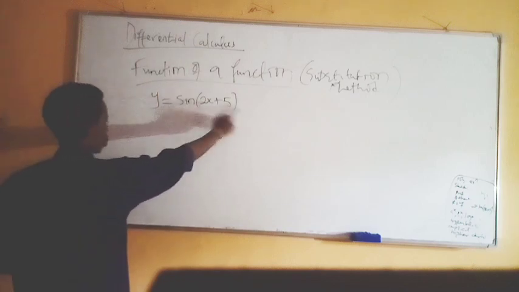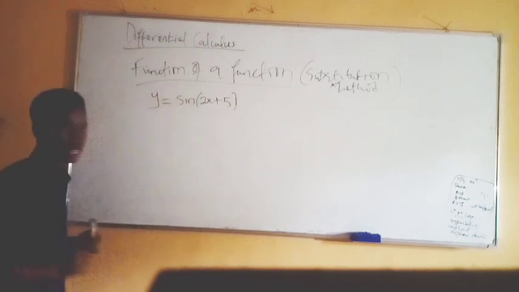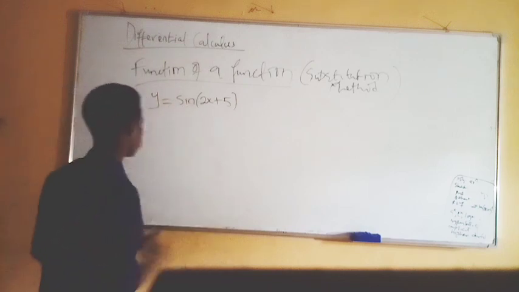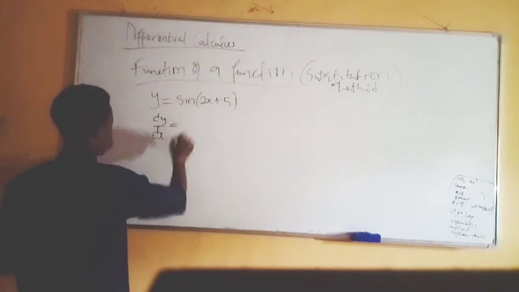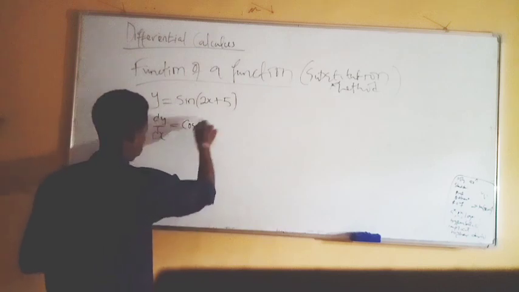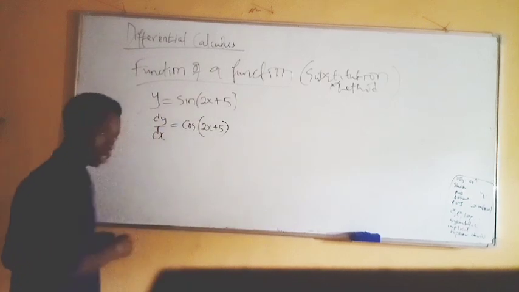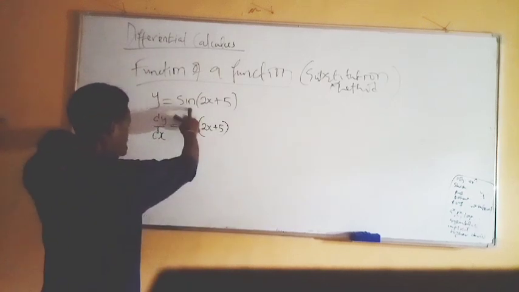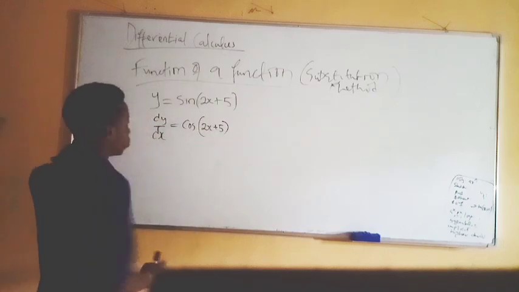Y is equal to sine of 2x plus 5. If I differentiate the sine function, what do I get? A cos function. So dy/dx is equal to, if I differentiate sine, I get what? Cos of 2x plus 5, because I'm differentiating the sine function. Sine of this, if I differentiate it, I'll get the cos of that same thing.